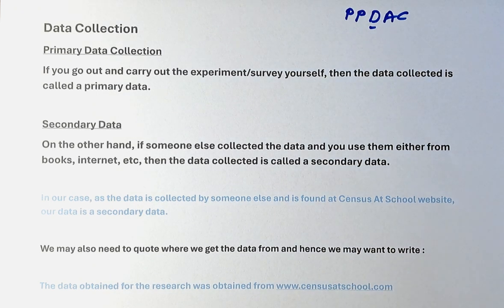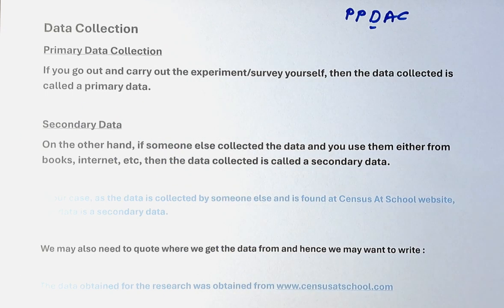So there are two types of data that can be collected. If you go out and carry out the collection of the data yourself, meaning you did an experiment or you did a survey, then that data collected is called primary data. On the other hand, if you use someone else's data, for example, you get the data from books, from the internet, or whatever sources, then it is called secondary data.